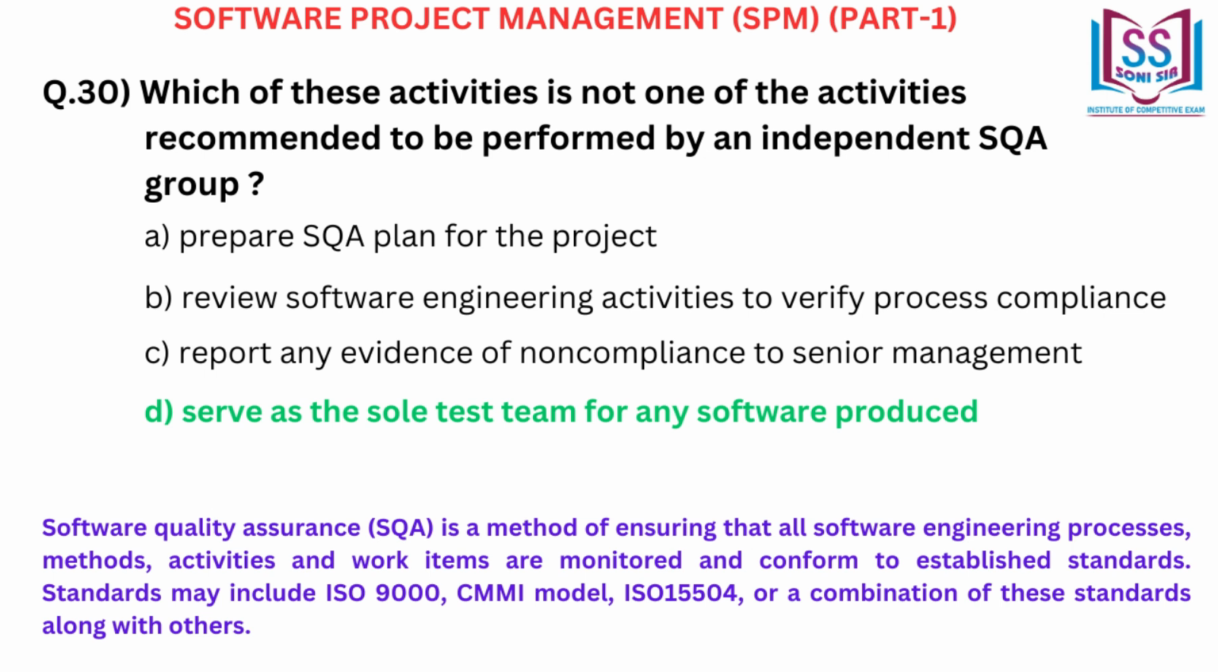Software quality assurance, SQA, is a method of ensuring that all software engineering processes, methods, activities, and work items are monitored and conform to established standards. Standards may include ISO 9000, CMMI model, ISO 15504, or a combination of these standards along with others.